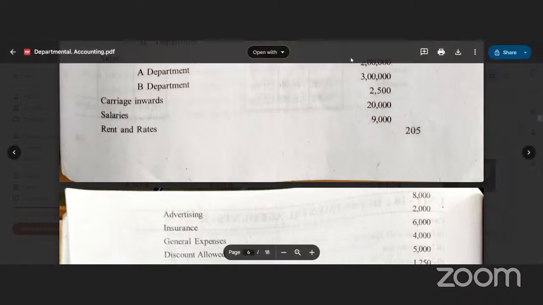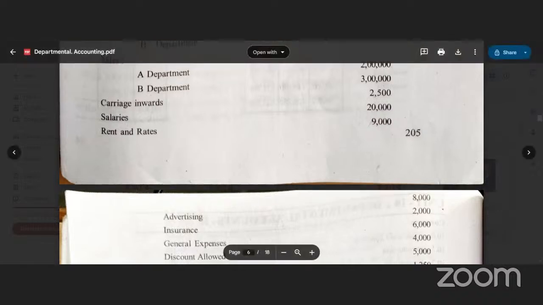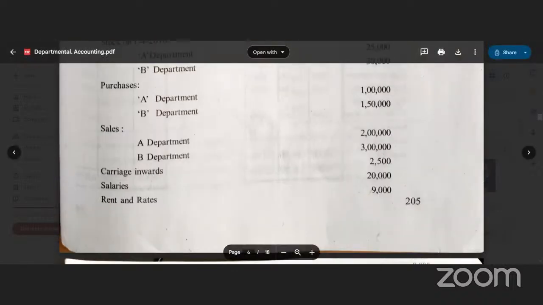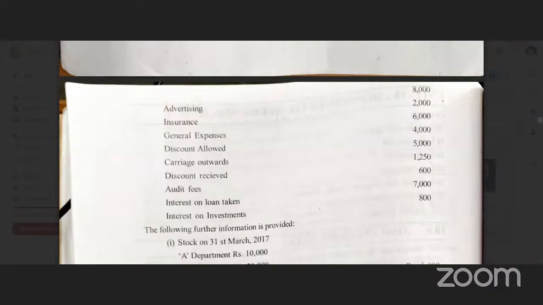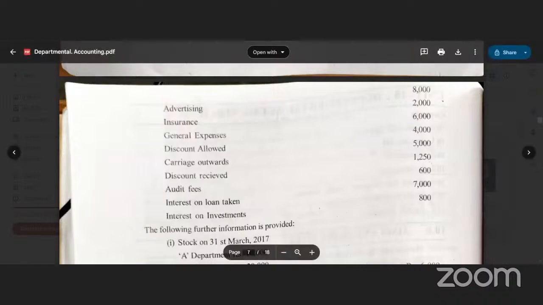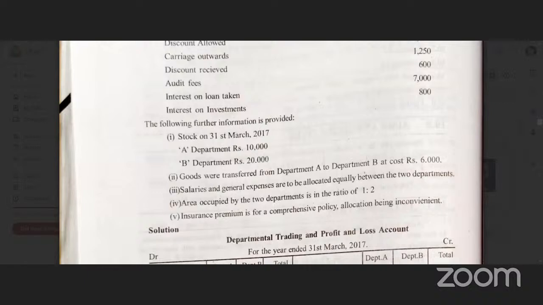If you give advertisement, your sales will increase. If you don't give advertisement, sales will not. So think commonly. Why does anyone give advertisement? For improving the sales. So advertising is to be allocated based on the sales. Whatever the sales ratio of the departments is, in that ratio advertising expenses have to be divided among the departments. The next, insurance. Insurance, how do you divide?